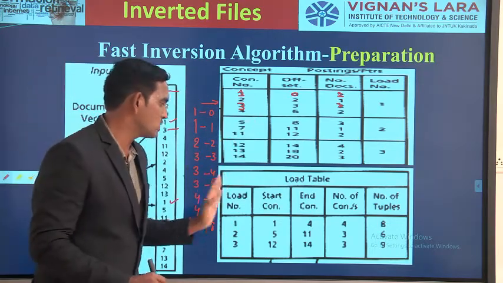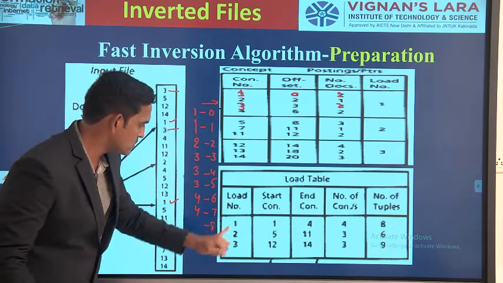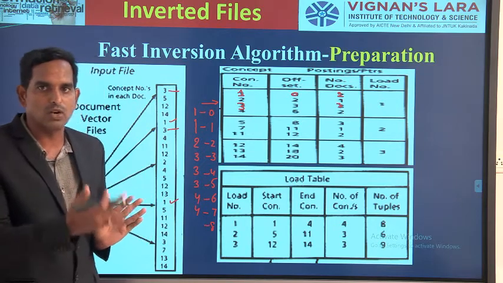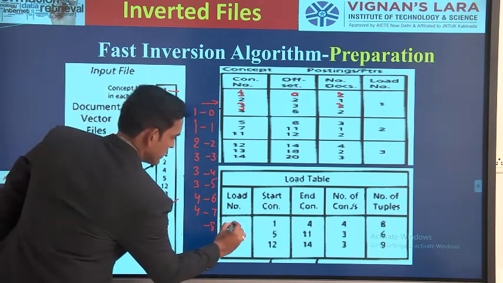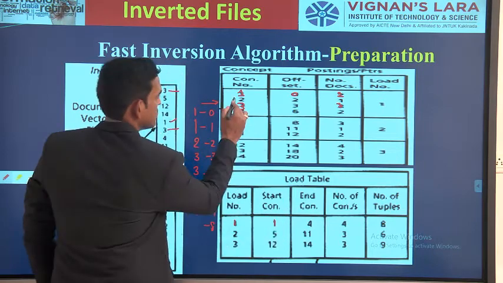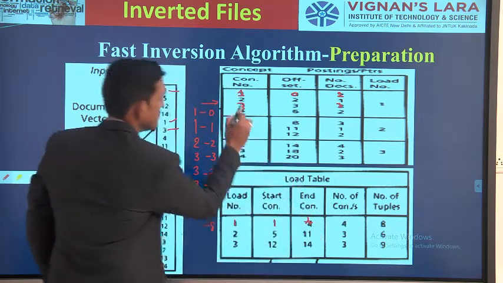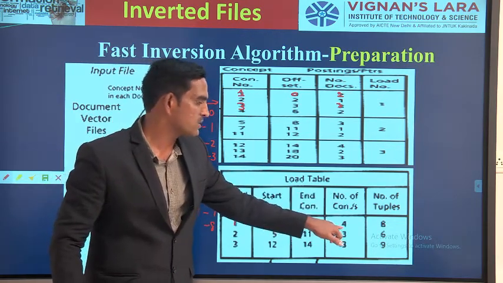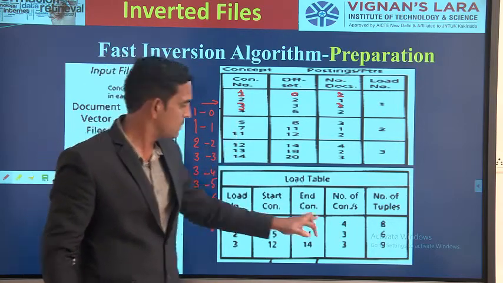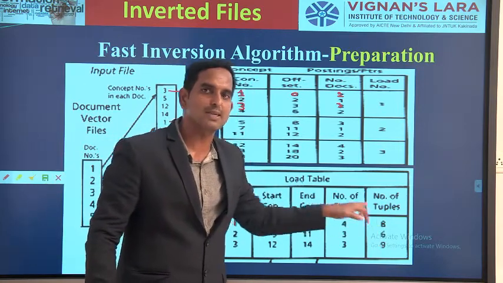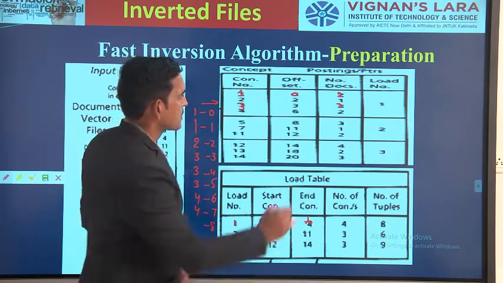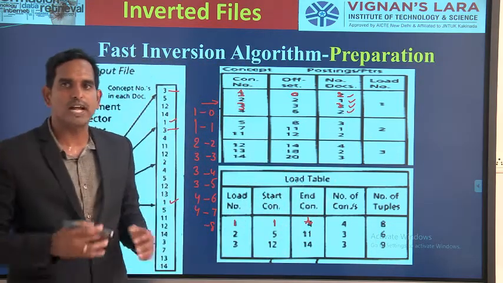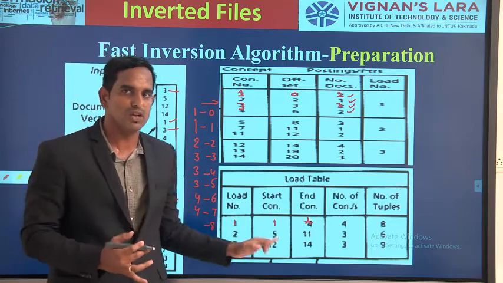Now if you go for the load table, you are having 3 loads. What this load table basically tells is from which concept to which concept your particular load is present. Load 1 is present from the first concept to the 4th concept. So we specify the number of concepts, 4, and then how many tuples are part of that load: 2, 3, 3 plus 3 is 6, and 6 plus 2 is 8. So we have a total of 8 tuples which are part of load 1.